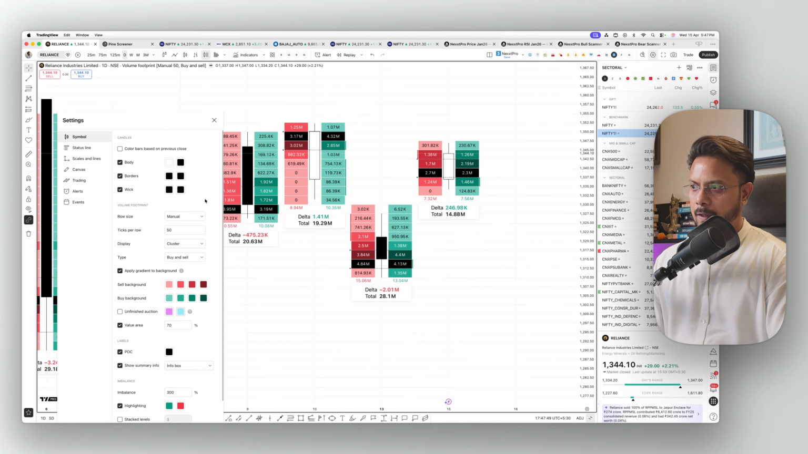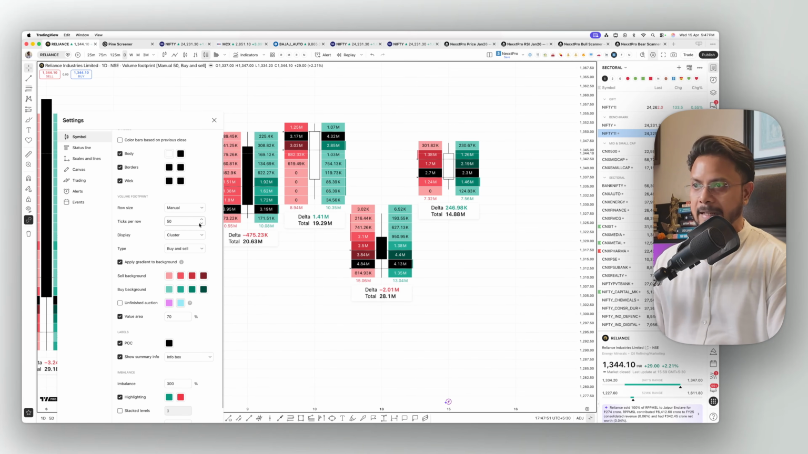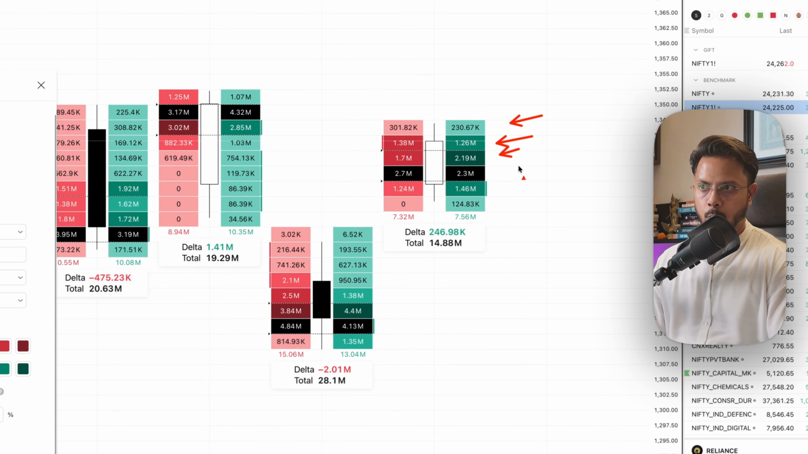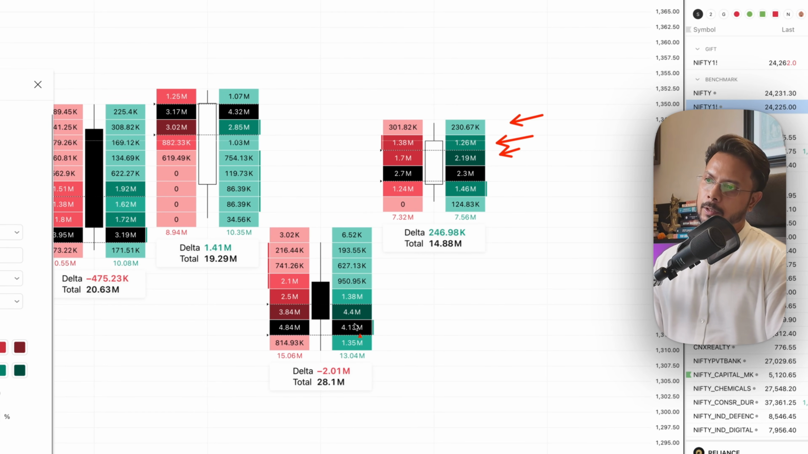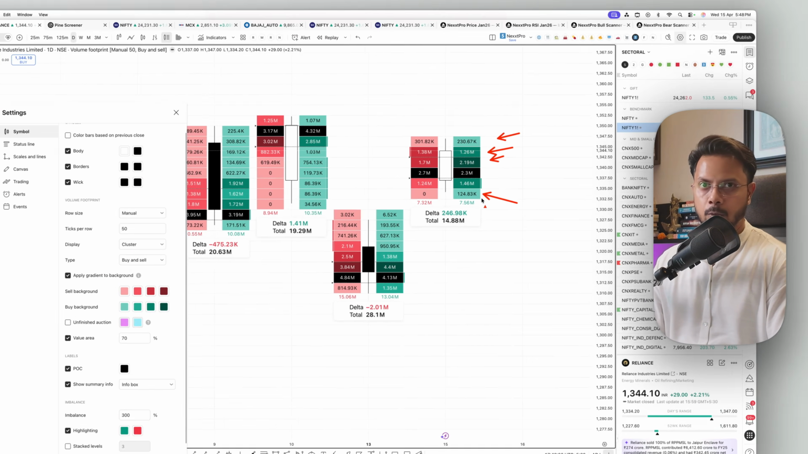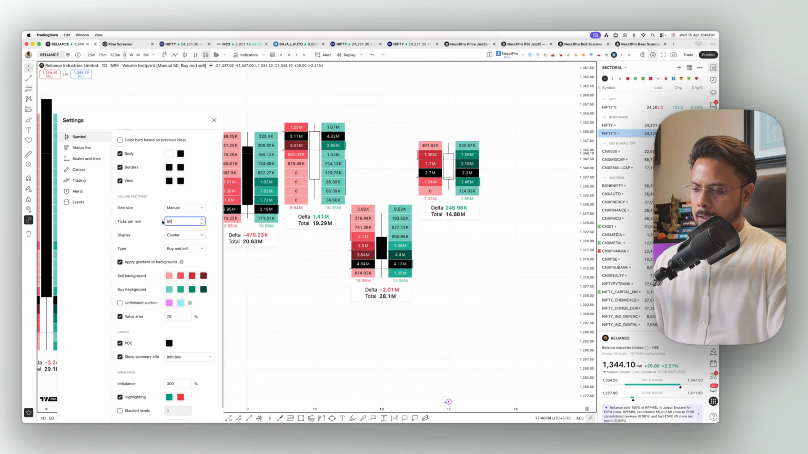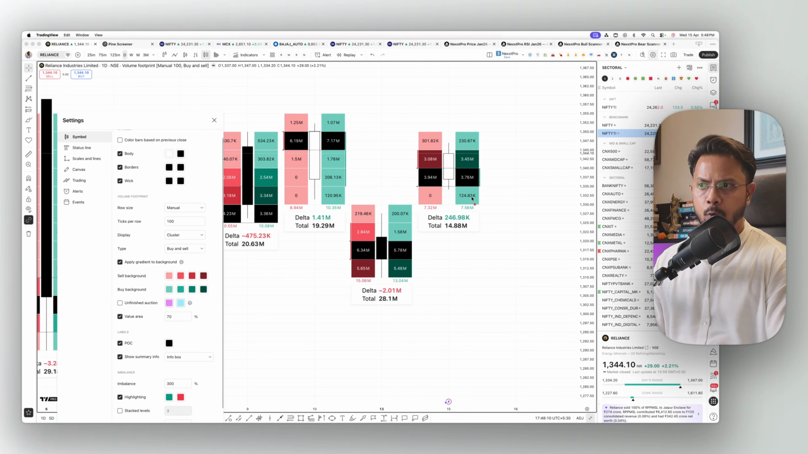Now, if I come to manual and if I come to ticks per row, over here it will consider a minimum of 50 ticks on that particular row. Anything less than 50, it will not consider. Okay, if I make it 100, what happens? Let's take a look. If I take 100 ticks, more ticks are getting inside the row, so the rows will reduce.